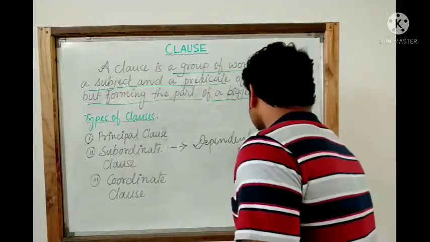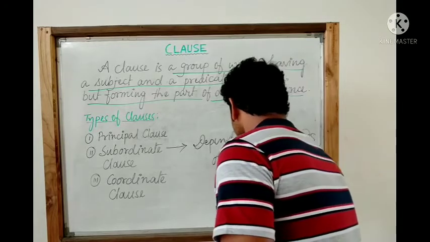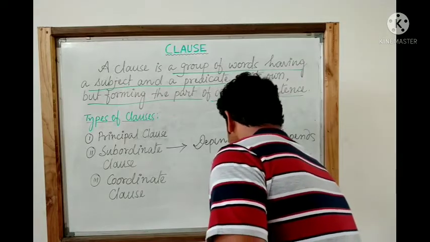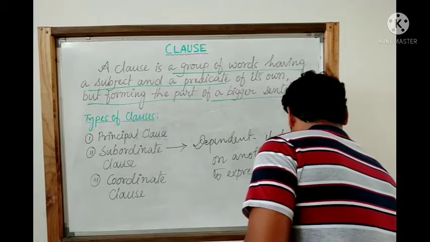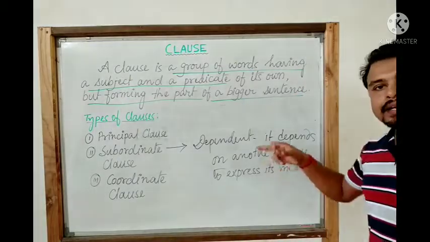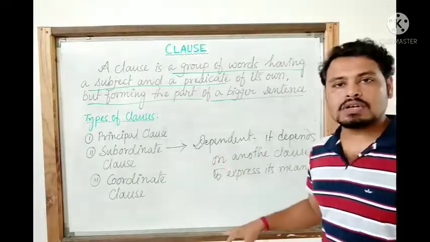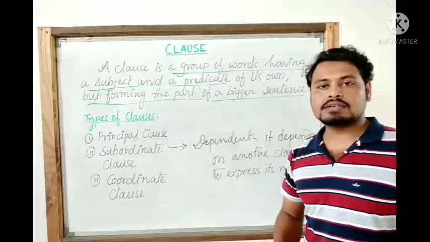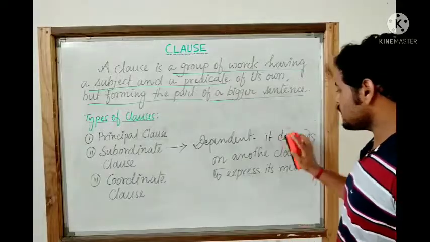That means it depends on another clause to express its meaning. To express the meaning, it has to depend on another clause. That is why this is a dependent clause. And as it is a dependent clause, it is a subordinate clause, because it is working as subordinate, as it cannot express its own meaning clearly. So let us take an example.